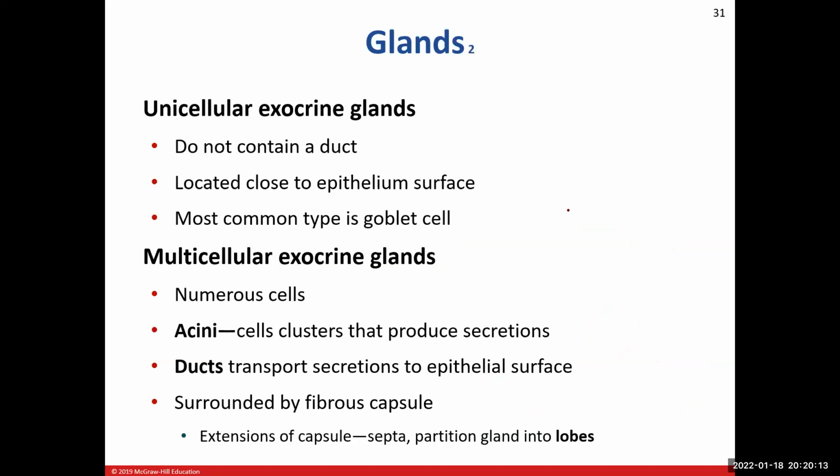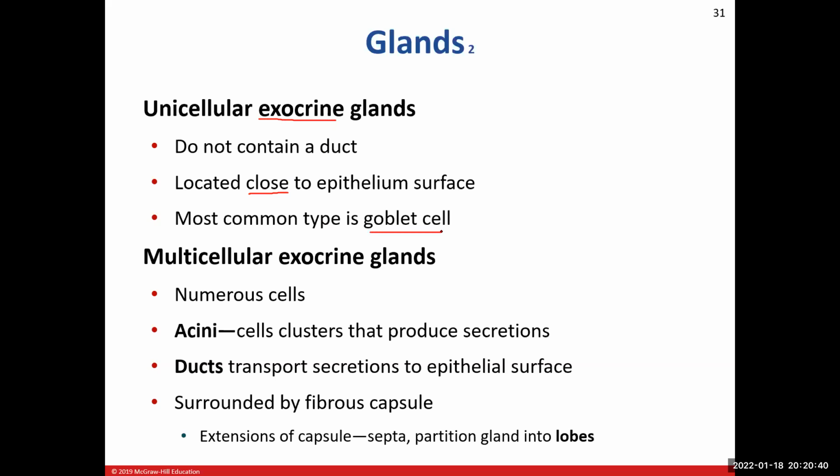So like I said, when we're talking about glands, we have our unicellular glands and our multicellular glands. Now, the unicellular glands, even though they're an exocrine gland, they don't have a duct per se. Okay, and the reason why is because they're so close to the epithelial surface. So they really don't have a duct. It's just an opening right there on the surface. So the goblet cell is that perfect example.